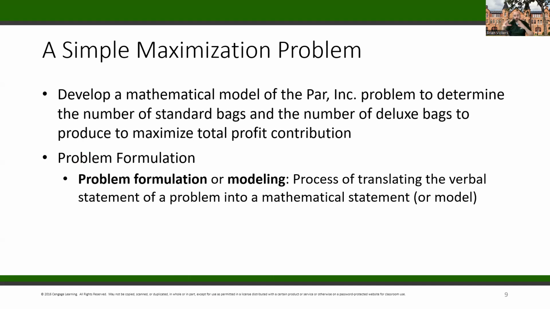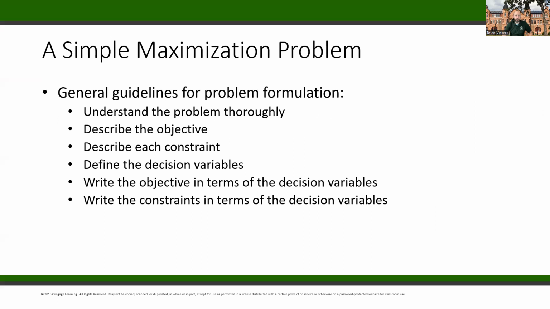So the second line is subject to these constraints, and then basically you're saying out loud what the setup is, right? It helps you work through and understand, am I setting this up right? Does all of this make sense? It's kind of like talking to yourself, which I do a lot when I'm making these lectures. So it helps you to understand the problem thoroughly. It helps you describe the objective, describe each of the constraints, describe the decision variables, write the objective in terms of the decision variables, and write the constraints in terms of the decision variables.